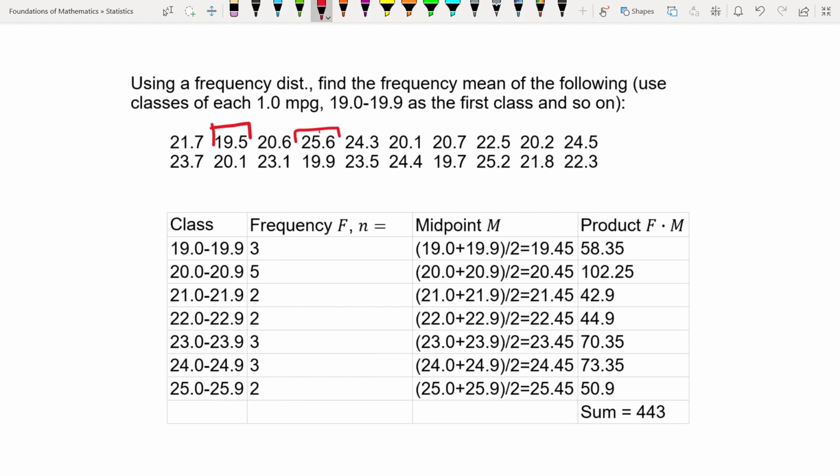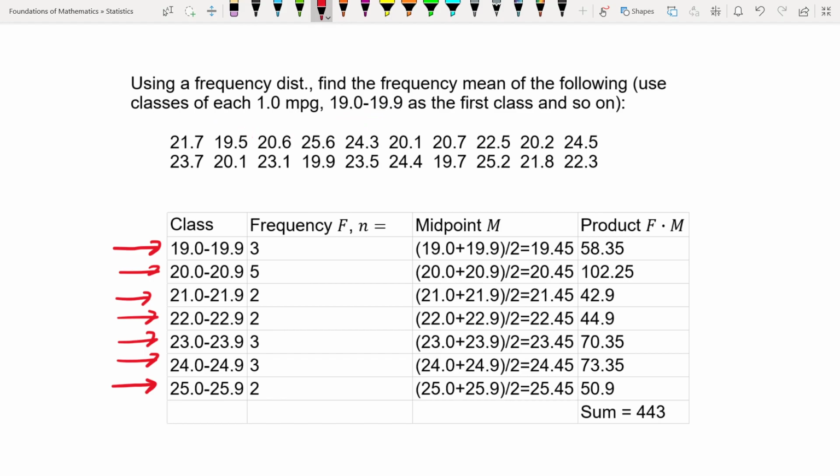Okay, now this data here says use classes of 1 mile per gallon, where 19.0 to 19.9 is the first class. That's the first class because that's where the smallest number appears. You could use a class value of 19.5 to 20.4, and then 20.5 to 21.4. You could do that. This is just how the problem is suggesting we handle it. But if this is going to be our first class, we just continue on up making the classes. And this last class here is our last class because it contains the highest value. So that's where we're going to stop.